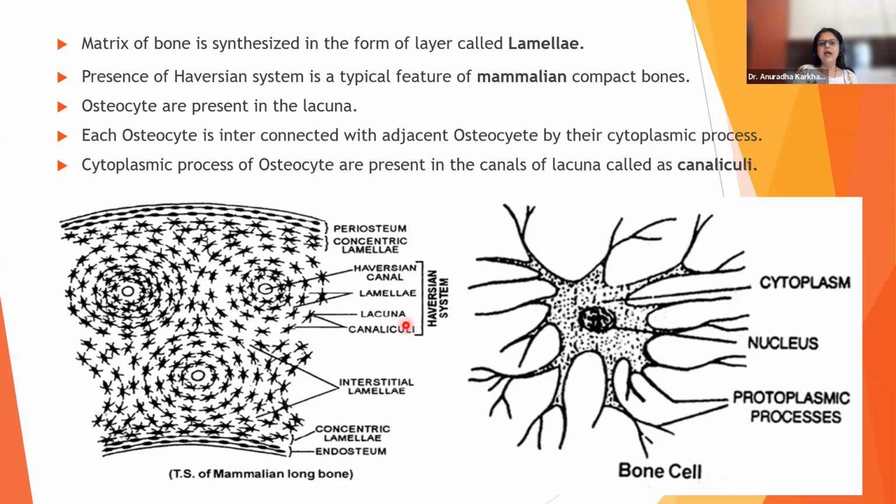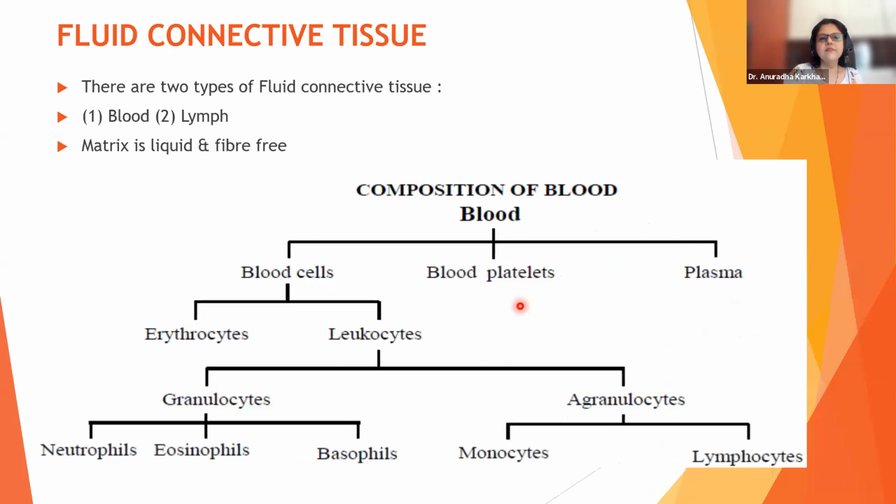So the canaliculi are the canals of the lacuna, while protoplasmic processes or the cytoplasmic processes are the branching of osteocyte. Fine? ठीक है? That's all with your cartilage and bone. Easy? Simple?